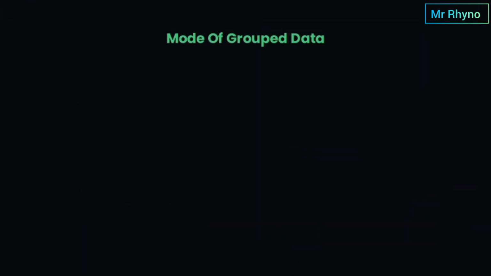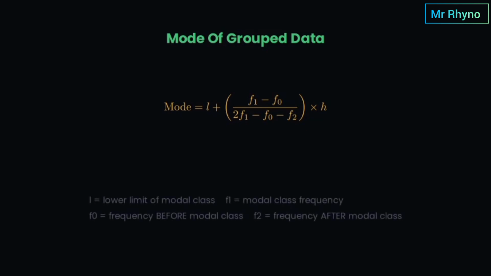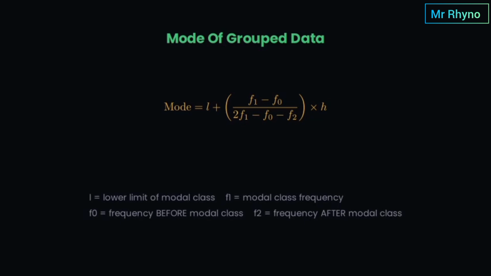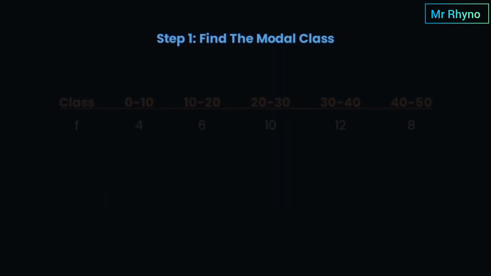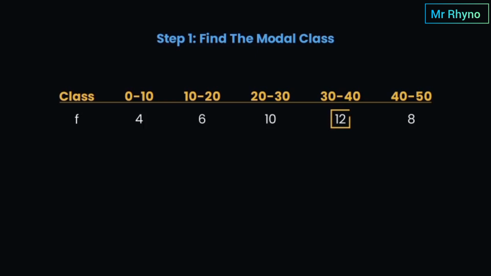Next, we get the mode. For mode, we use the mode formula. The mode is given by L plus, in brackets, f1 minus f0 over 2f1 minus f0 minus f2, multiplied by h, where L is the lower limit of the modal class, f1 is the modal class frequency, f0 is the frequency before the modal class, and lastly f2 is the frequency after the modal class. The modal class is basically the class with the highest frequency. Looking at our table, that is 30 to 40, which has a frequency of 12.